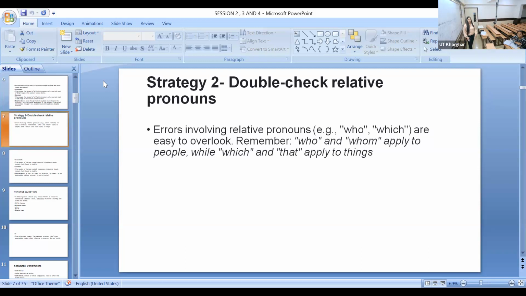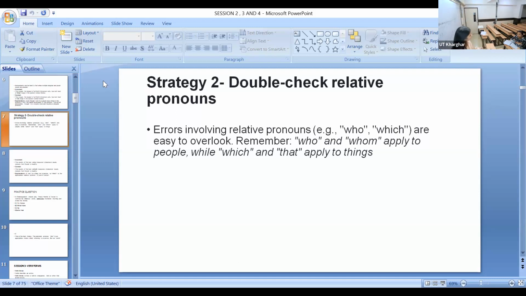What are relative pronouns, before we get into this? Adi, any idea? What are relative pronouns? No, ma'am. Okay. Examples are who, which. While which and that apply to things. In the sense, we are saying who are you? Is it about people or is it about things?